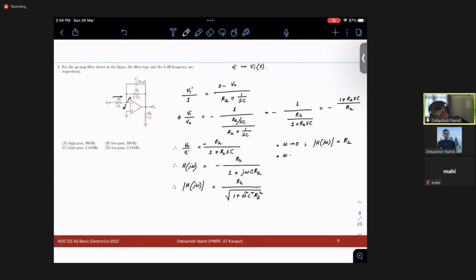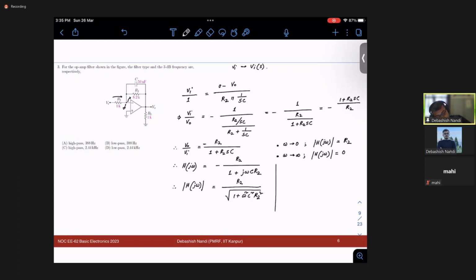And what if omega is infinity, meaning very high frequency? Then this becomes nothing but 0, right? So you see, the transfer function of the filter is such that it passes low frequency and stops high frequency. What is that kind of filter? That kind of filter is called a low pass filter, right?